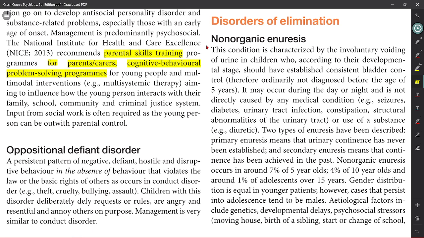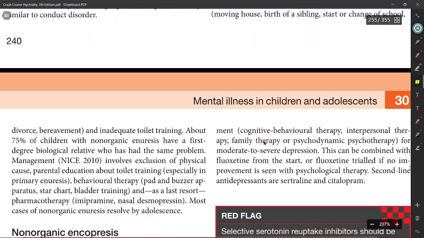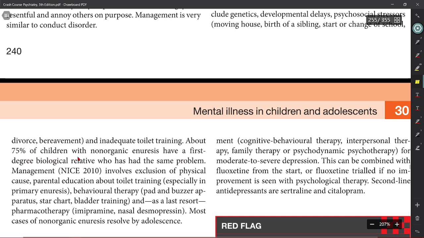Non-organic enuresis occurs in around 7% of 5-year-olds, 4% of 10-year-olds, and around 1% of adolescents over 15 years. Gender distribution is equal in younger patients. However, cases that persist into adolescence tend to be males. Etiological factors include genetics, developmental delays, psychosocial stressors like moving house, birth of a sibling, start or change of school, divorce or bereavement, and inadequate toilet training. About 75% of children with non-organic enuresis have a first-degree biological relative who has had the same problem.